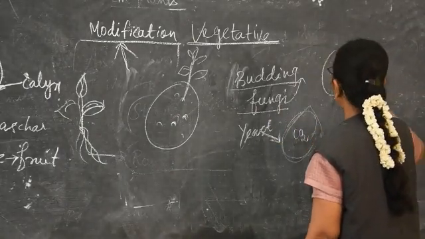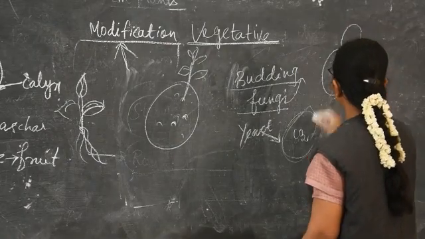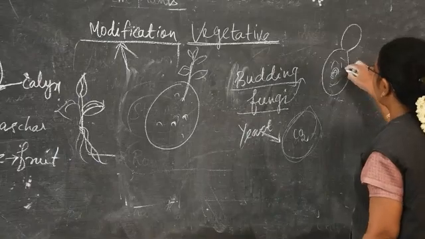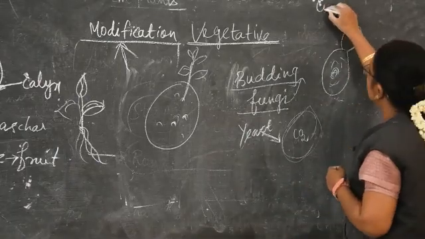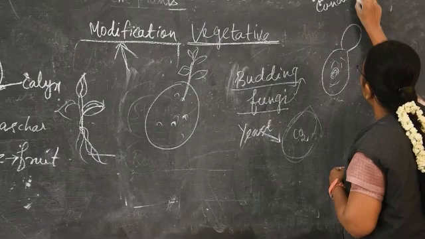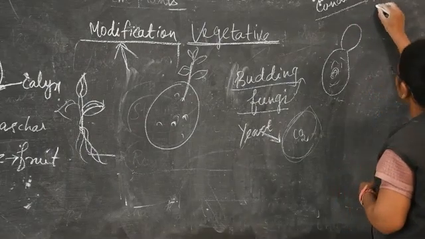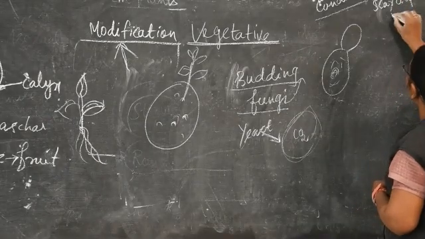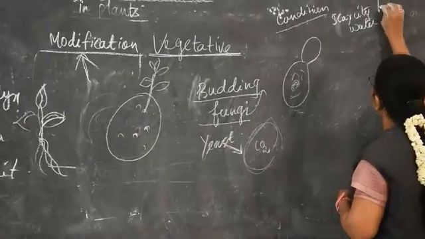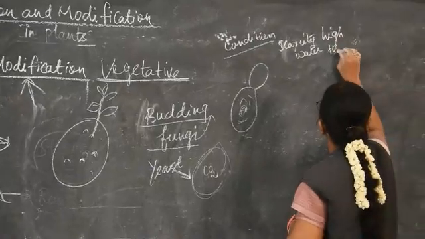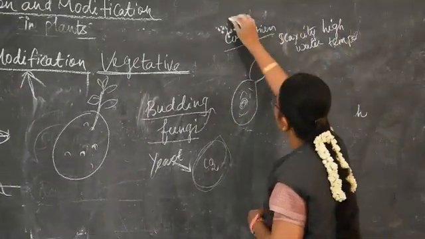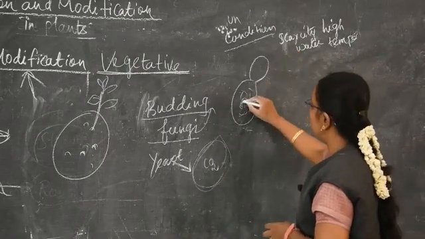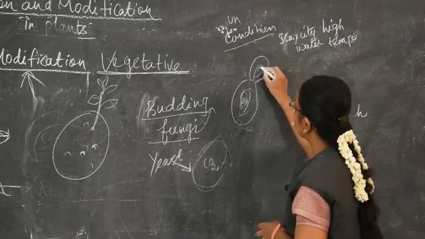How does the yeast develop? They develop some bud-like structure. What are the conditions that become favorable and unfavorable? The scarcity of water, no availability of water, and high temperature all become unfavorable conditions for them. During such time, what will they develop? They will develop some bud-like structure.